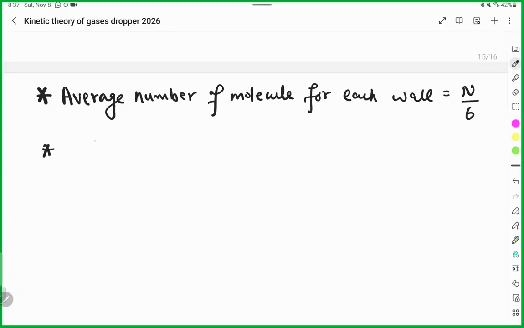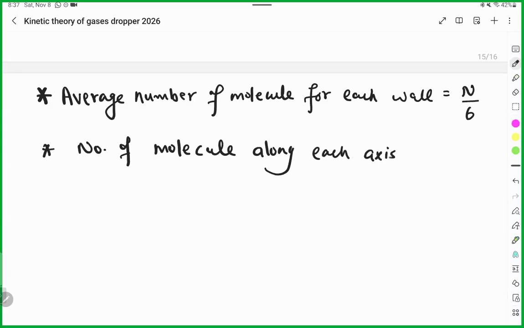right? If somebody asks you what will be the number of molecules present along each axis, Anvita, how many axes do we have in a cube? 3. 3 axes, x, y, z. So the total number of molecules in each axis is n by 3. Makes sense? They can ask anything. You can solve anything. Yes or no?